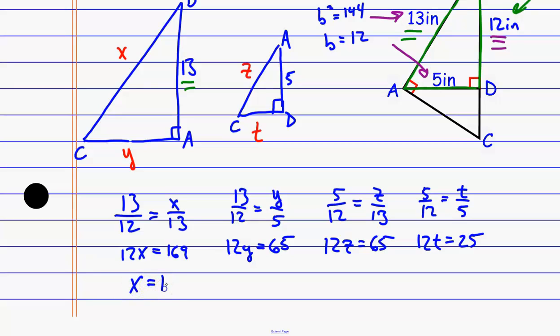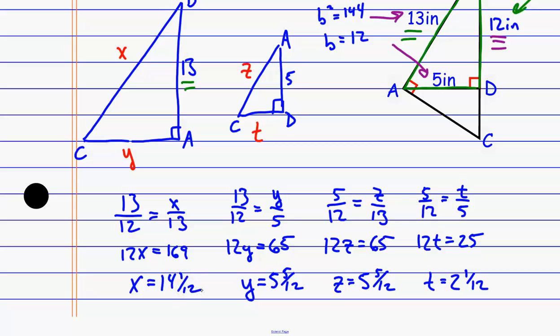So the first one gives me 14 and 1/12. The next one, when I plug it into the calculator, gives me 5 and 5/12. The next one, when I plug it into the calculator, also gives me 5 and 5/12. And the last one gives me 2 and 1/12. And the interesting thing here is we have two of these that are exactly the same, and that might seem surprising at first until you really think about what they represent.